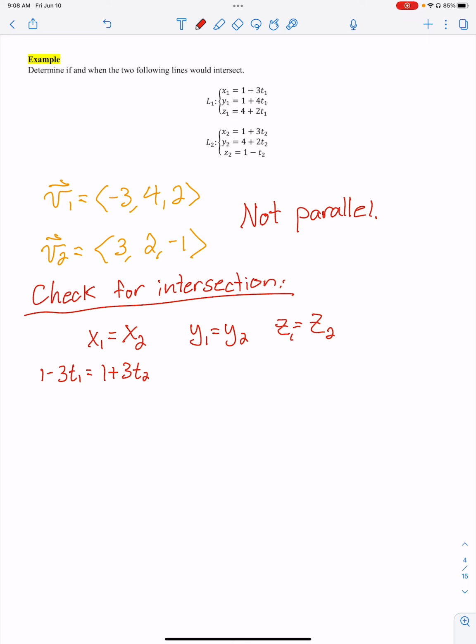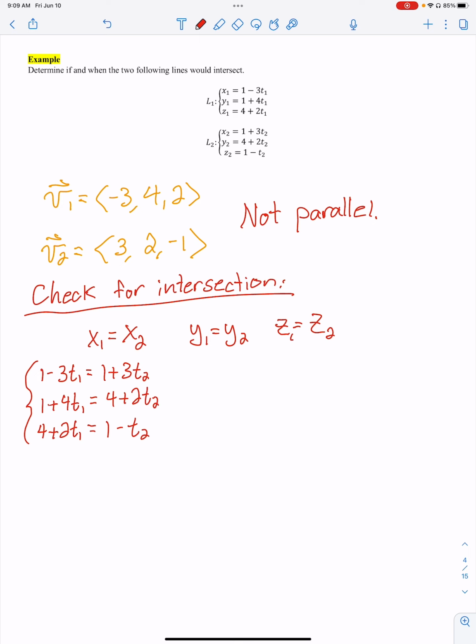Then I do my y's. I got 1 plus 4t1 equals 4 plus 2t2. And then the z's, 4 plus 2t1 equals 1 minus 2t2. Now, we have a system of equations, back from algebra, and we're trying to solve for when t1 and t2 would work. So we have 3 equations, 2 unknowns.